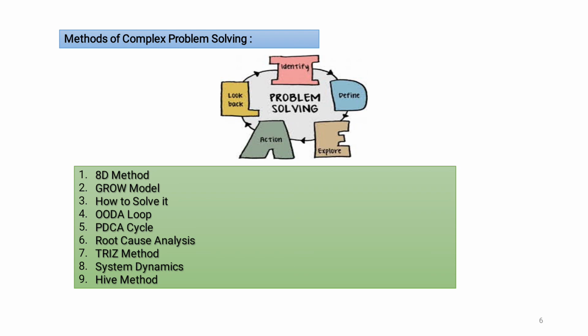Let's talk briefly about the Hive method. The Hive method is also called swarm intelligence. It is the collective behavior of decentralized, self-organized systems, natural or artificial. It is employed in work on artificial intelligence. It refers to a more general set of algorithms. That is the Hive method. So these were the different methods of complex problem solving.